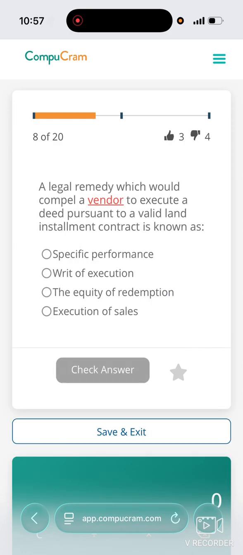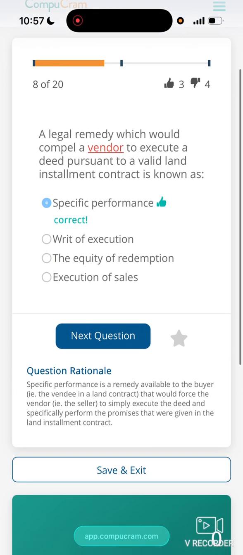Question number 8. A legal remedy which would compel a vendor to execute a deed pursuant to a valid land installment contract is known as: specific performance, writ of execution, the equity of redemption, execution of sales. I believe it's specific performance. Correct. Specific performance is a remedy available to the buyer, i.e. the vendee in a land contract, that would force the vendor, the seller, to simply execute the deed and specifically perform the promises that were given in the land installment contract.